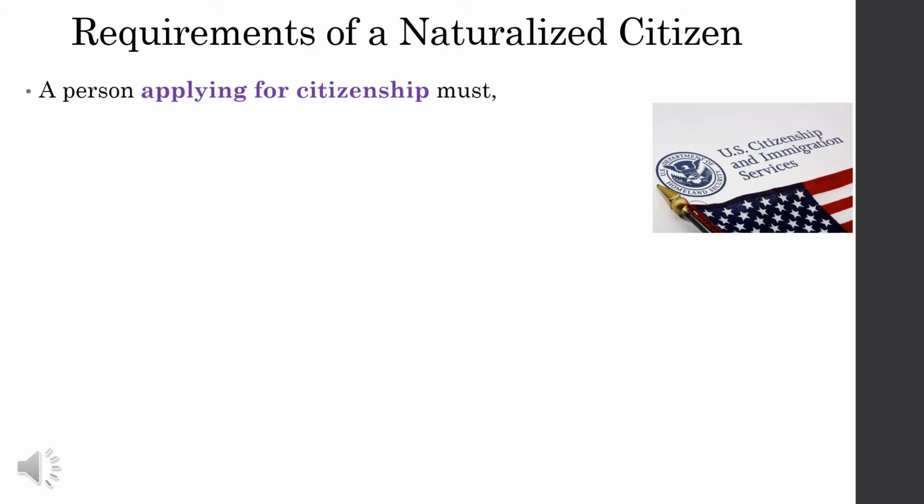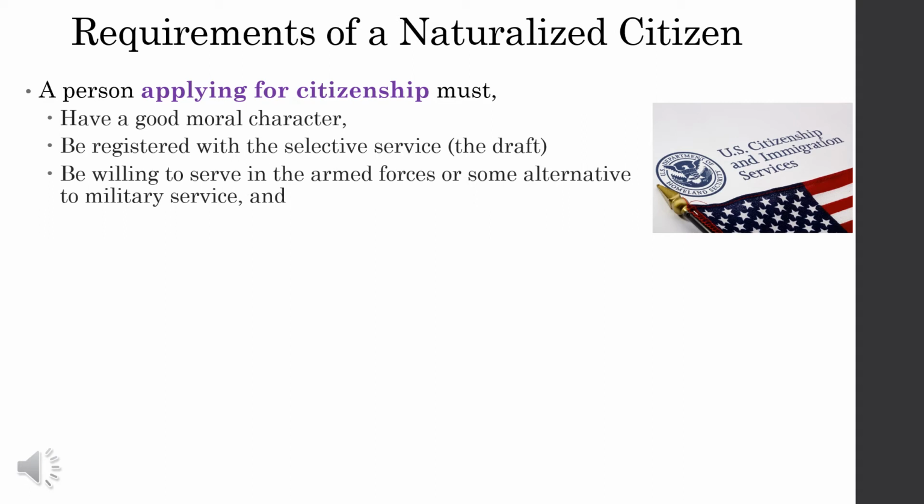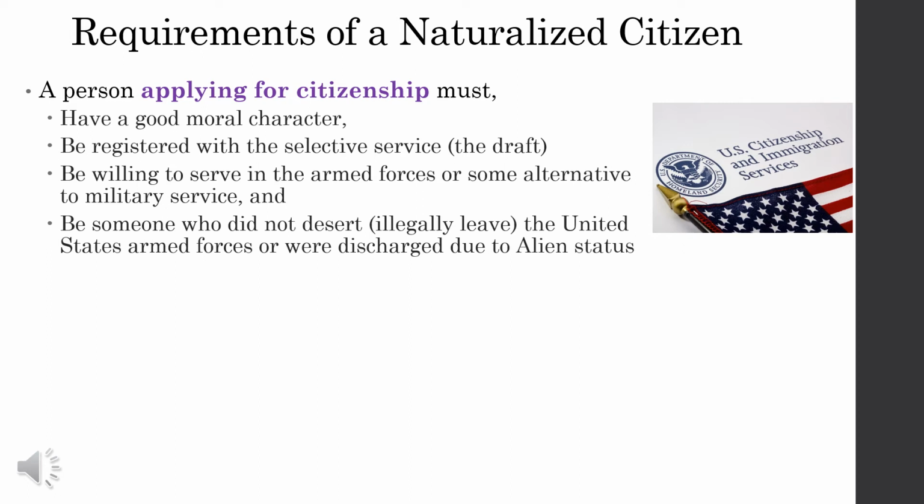It's not enough that you live here for a certain amount of time and that you can pass a test. There are other requirements of a naturalized citizen. A person applying for citizenship must have a good moral character, be registered with the Selective Service, we call that the draft, and you'll learn about that, be willing to serve in the armed forces or some alternative to military service, and be someone who did not desert or illegally leave the United States Armed Forces or were discharged due to alien status. In other words, you didn't get tossed out of the military because they found out that you were not a citizen of the United States.